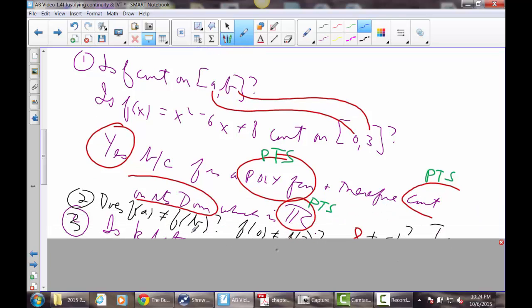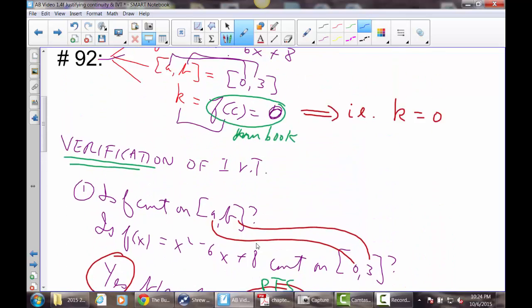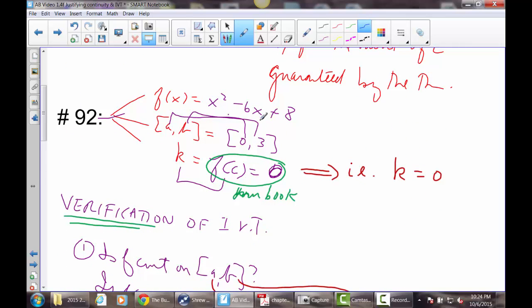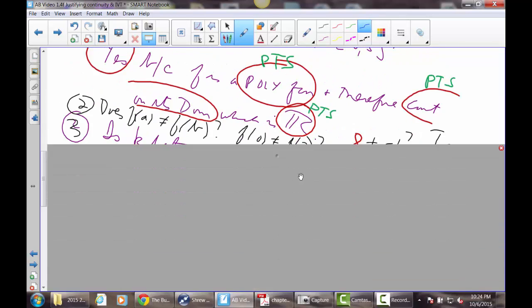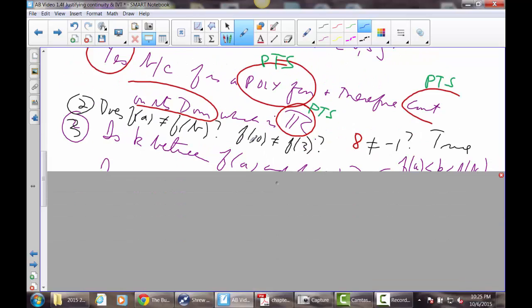Second question, is it true that f of a does not equal f of b? Well, here's a, here's b, here's f of x. So you have to find f of 0, you have to find f of 3, and you have to show that they do not equal the same thing. F of 0 is 8, f of 3 is negative 1, so in effect it is true that f of a does not equal f of b.